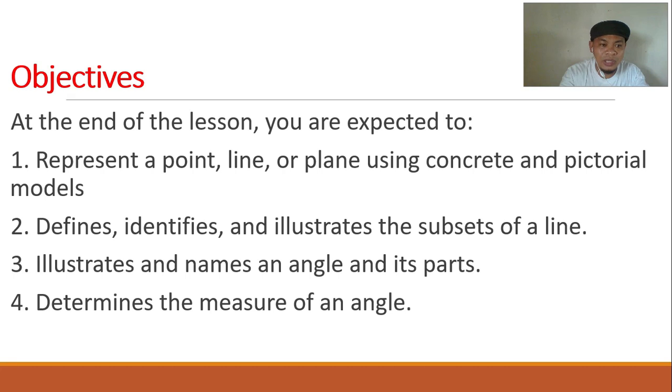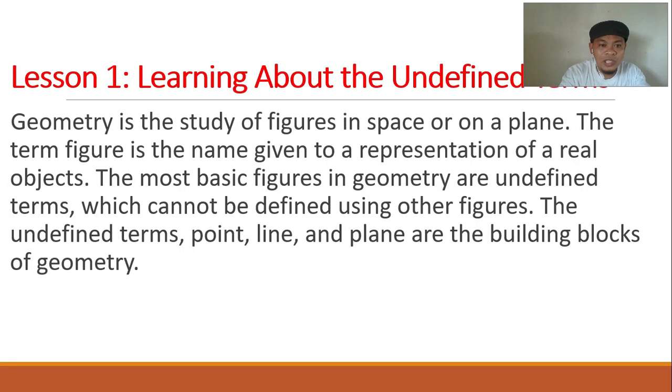And our objectives: at the end of the lesson, the students are expected to represent a point, line, or plane using concrete and pictorial models. Second, define, identify, and illustrate the subsets of a line. Third, illustrate and name an angle and its parts. And fourth, determine the measure of an angle. So let's start with our lesson 1. Our lesson 1 is learning about the undefined terms.